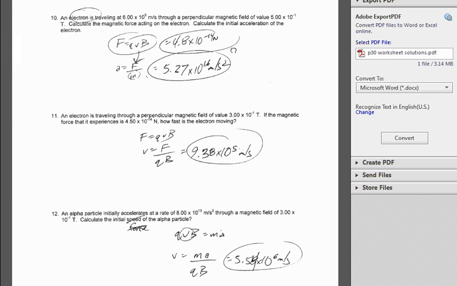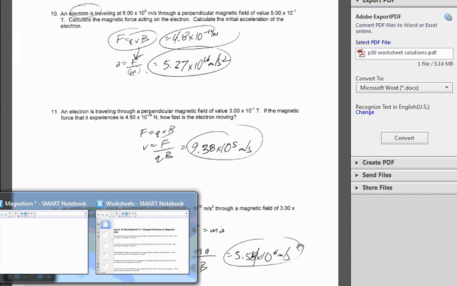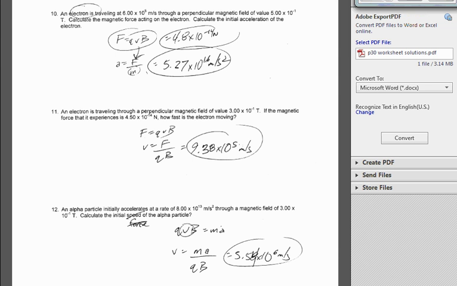Let's go to the next page. We got 10, 11, and 12 there. Any issues with any of those questions on the worksheet? These all involved hand rules. In fact, specifically, the hand rule for deflection, which, of course, we spent a half an hour reviewing that one day last week, right?